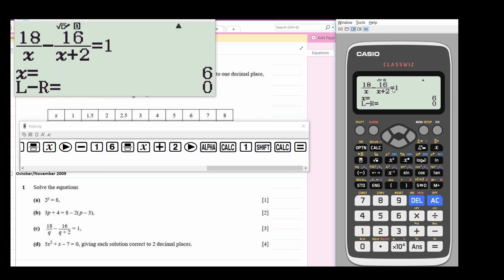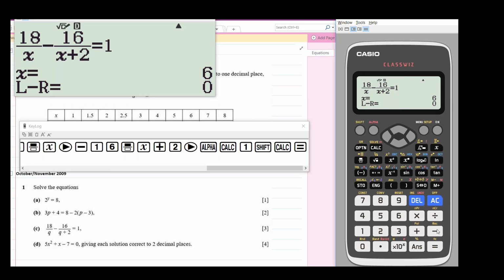Now you must consider one thing: when we solve it manually we will get two values of x, because the denominators are x and x plus 2. When we multiply them, x will become squared, so it will be a quadratic equation and we will have two answers. So you must be careful about that.